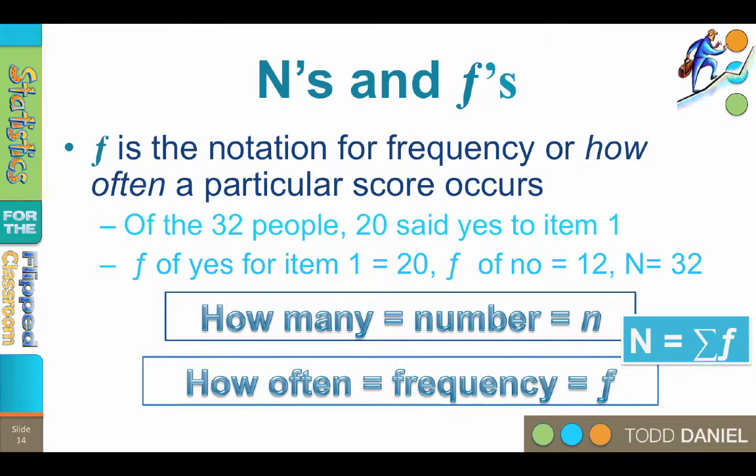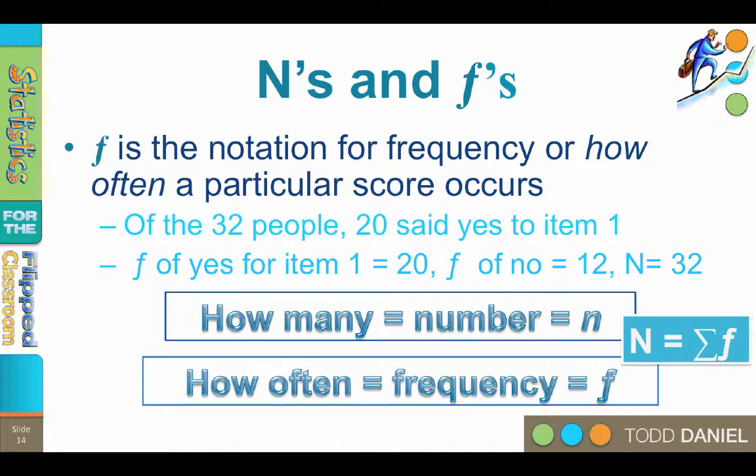F is the notation for frequency, or how often a particular score occurs. Of the 32 people who took the survey, 20 said yes to item 1. The frequency of yes for item 1 equals 20. Therefore, with some simple subtraction, I know that the frequency of those answering no was 12. Together with the total of yes and no responses, I get my total sample size of 32.